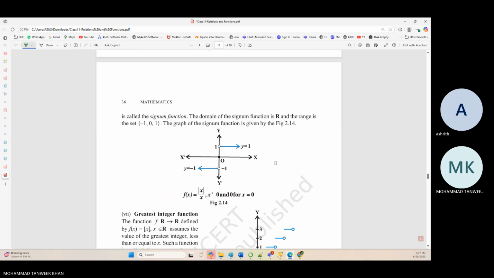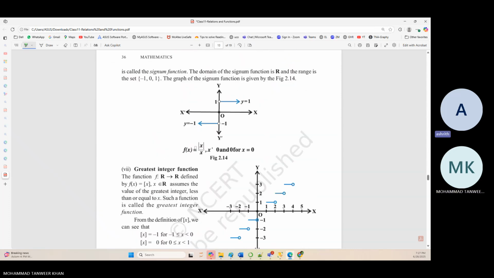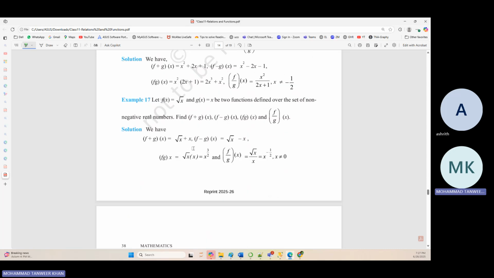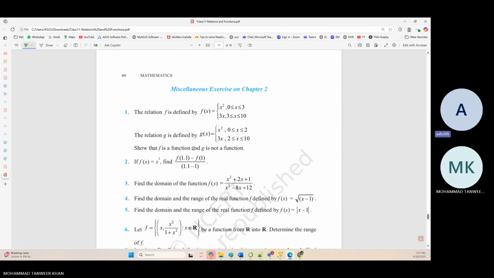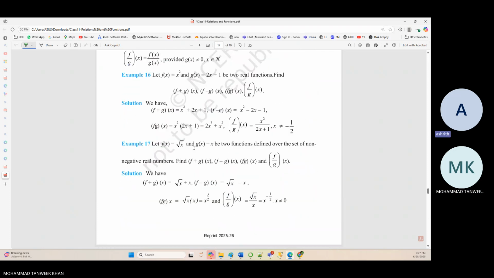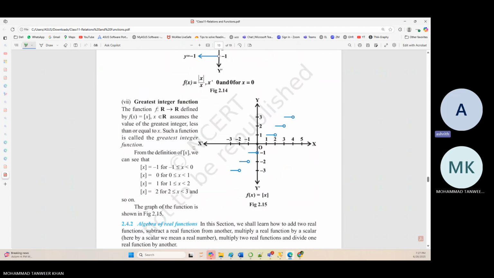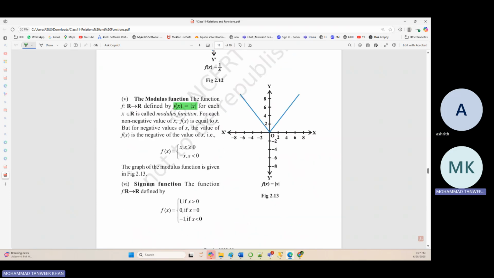So I will stop here. I think approximately 50% we completed. Only one more function and algebra of real functions, two topics are left. So I think now you understood, right? So we'll continue tomorrow.